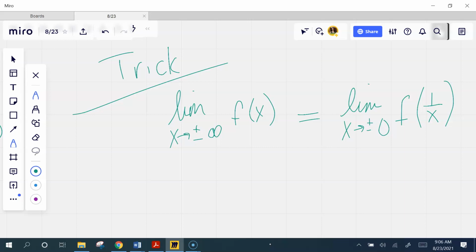A little trick. You can't really have plus or minus 0. Say that again.